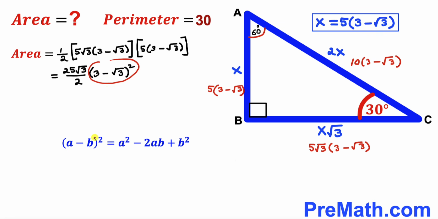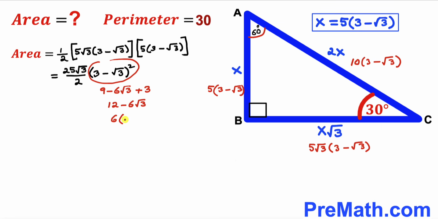If we apply this identity, that is going to give us simply 9 minus 6 times the square root of 3 plus 3. And if we simplify, that is going to give us 12 minus 6 times the square root of 3. And we are going to take 6 as common. So that's going to give us 2 minus the square root of 3. So thus this binomial has been simplified to 6 times (2 minus the square root of 3).